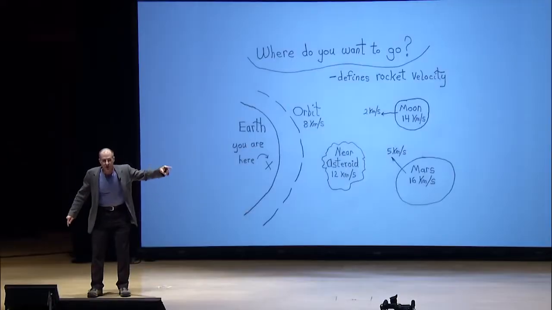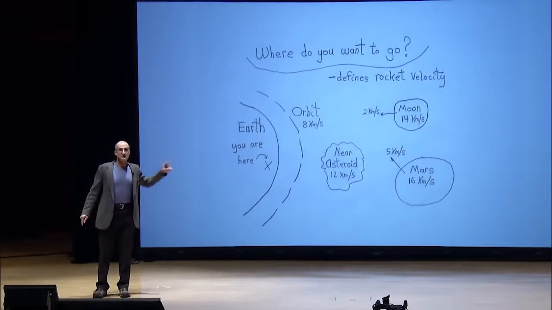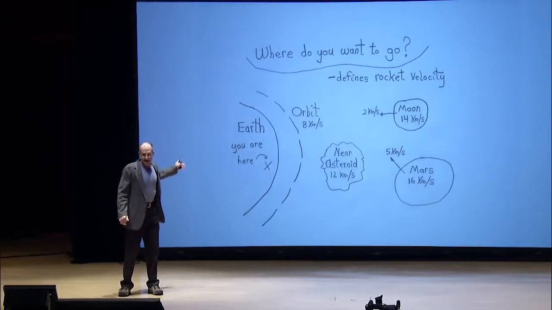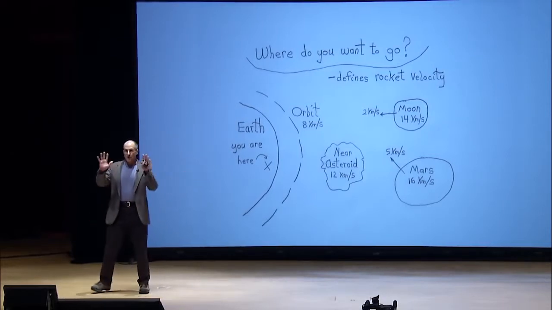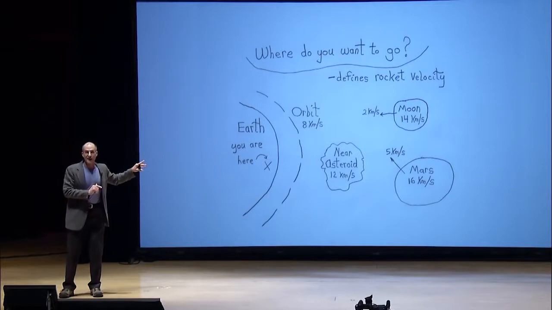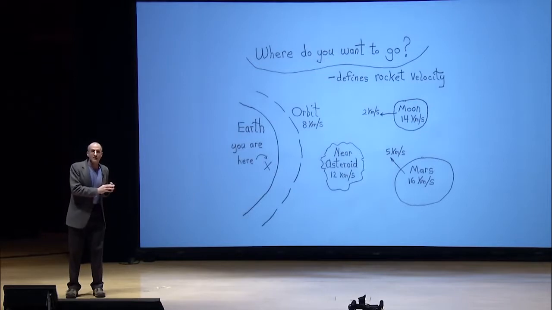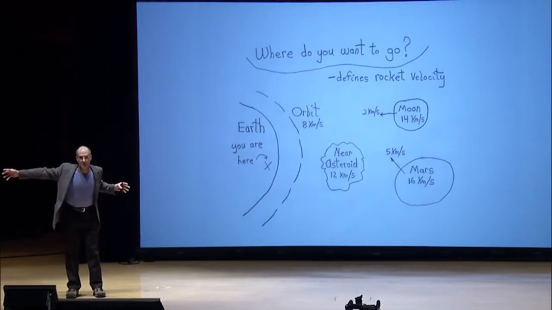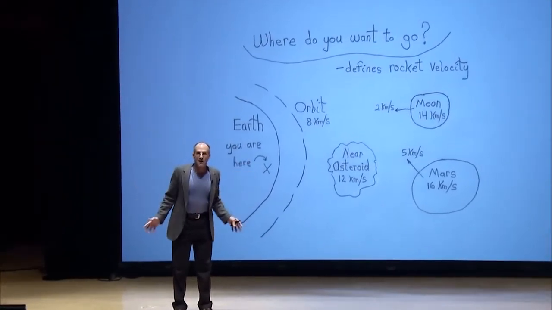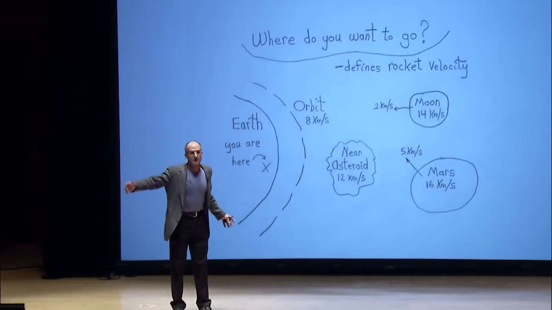To go from Earth to Earth orbit takes 8 kilometers per second. That's around 17,500 miles an hour. So you really got to go fast. Now, to get to the moon takes 14. To get to Mars takes 16. So just think about this. Going from Earth's surface to Earth orbit takes half, sometimes more than half, of the velocity required to go anywhere else you may want to go. So perhaps the giant leap for mankind was not the first step on the moon, but going from the surface of Earth into Earth orbit.